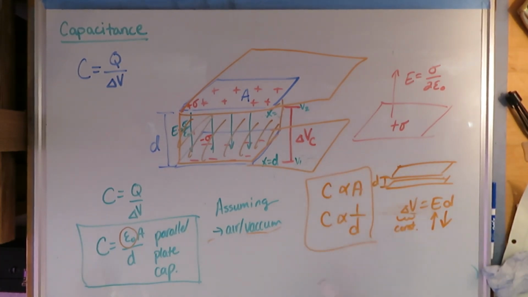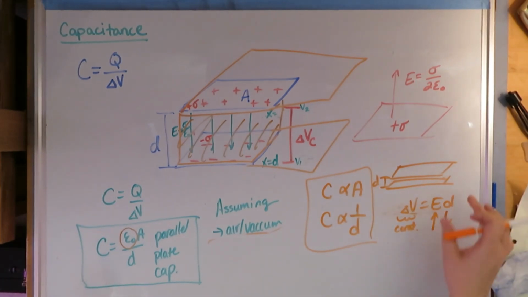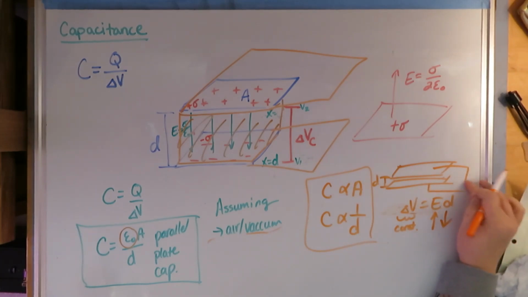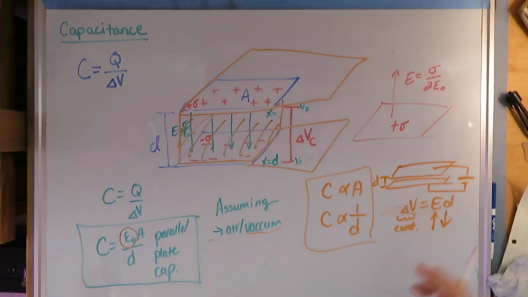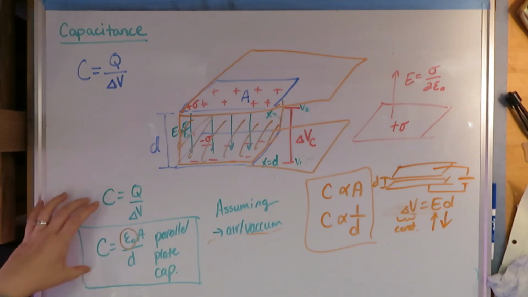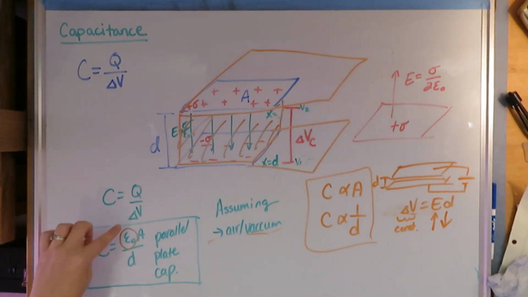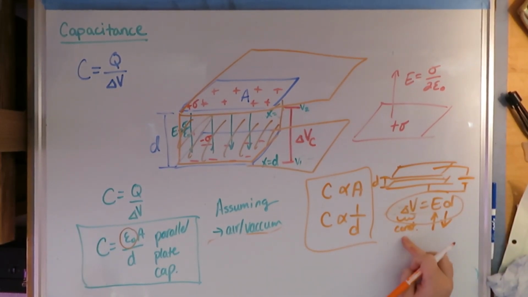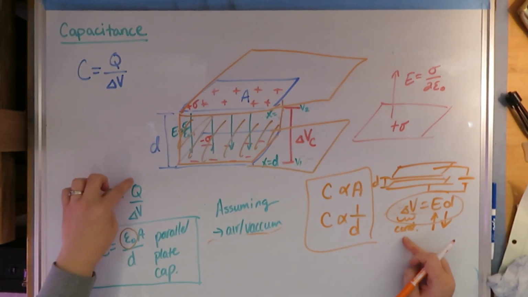Now, the thing you have to be careful with is how you make these changes. Because they're going to ask you questions like, okay, this is connected to a battery, and then I separate the plates. So you have to be careful because these two equations get used together. If I'm still connected to the battery, then my voltage is a constant. If I'm not connected to a battery, then charge is constant.